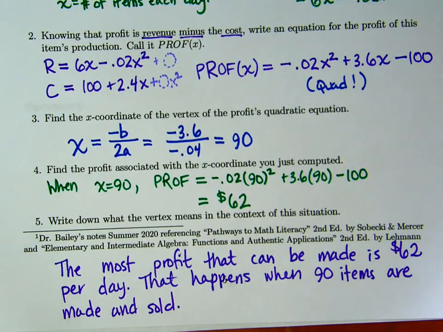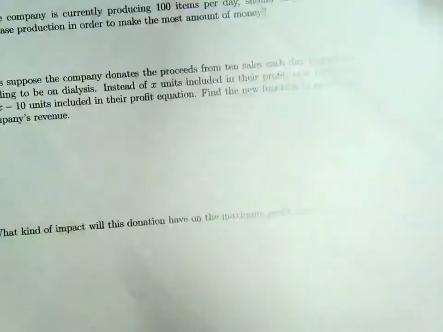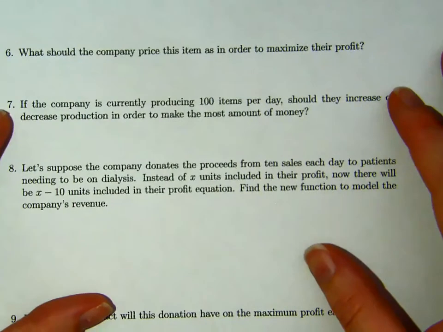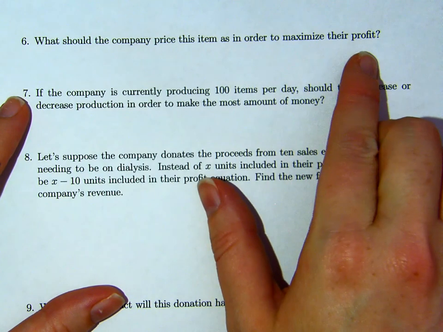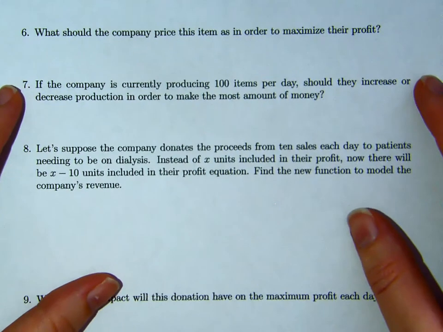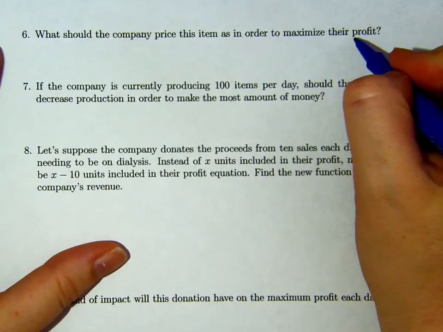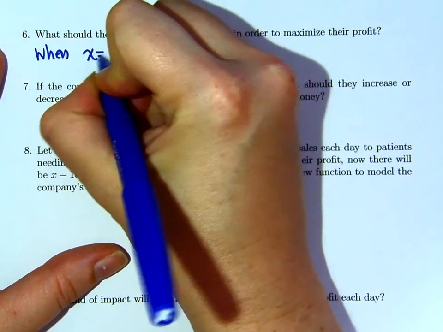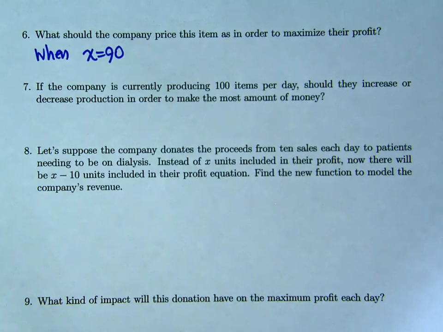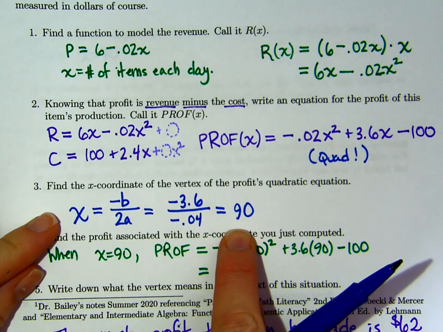There we go. That's our peak performance right there. What should the company price this item in order to maximize their profit? Remember, we just said x equals 90. So to maximize their profit, when x equals 90, that's the max here.